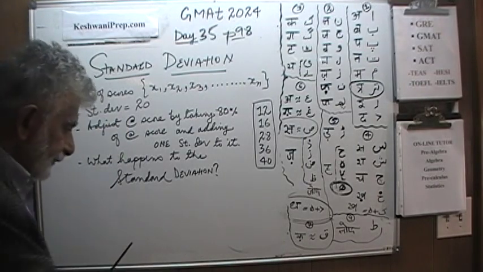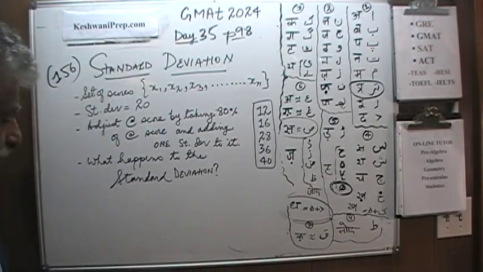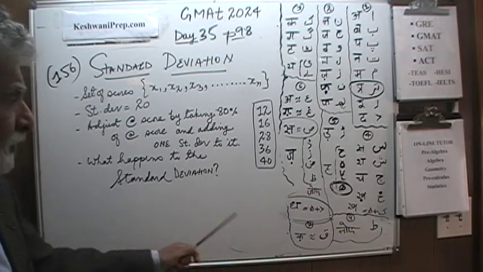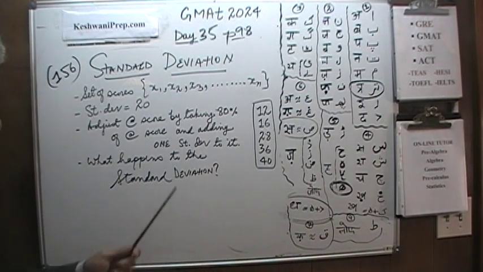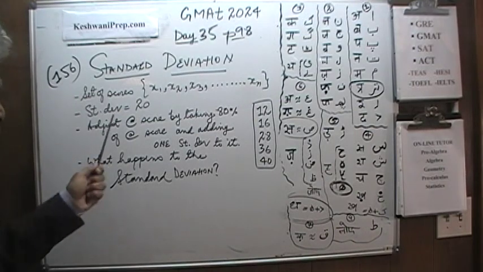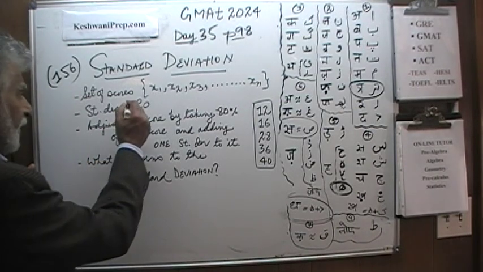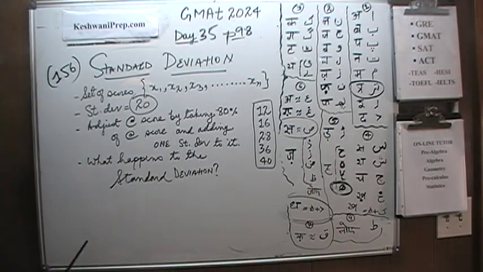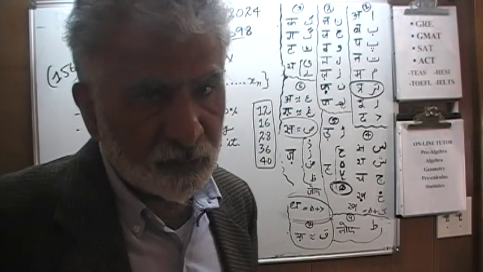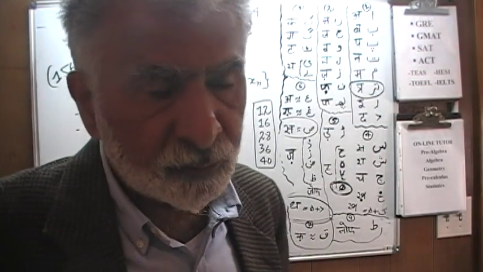So here we go. We are told that we have a set of scores. Students have just taken an exam, and we are told that the standard deviation as it exists right now is 20. And we are going to adjust those scores. The teacher has decided to adjust those scores.